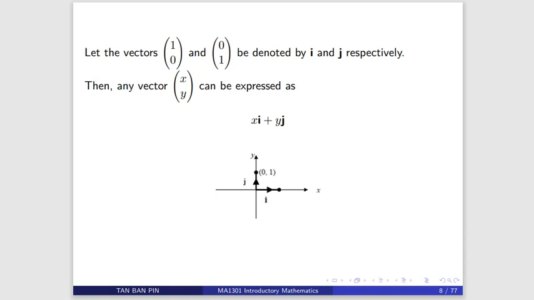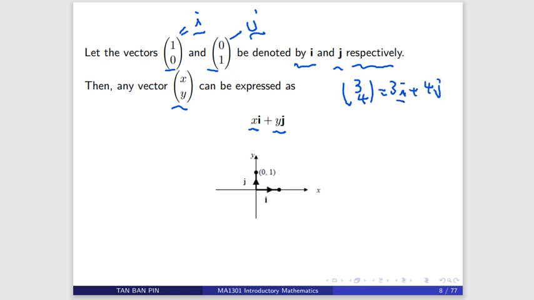Let the vectors 1, 0 and 0, 1 be denoted by i and j respectively. So the vector 1, 0 is denoted by i. The vector 0, 1 is denoted by j. And any point x, y can be expressed as xi plus yj. So if we want to have 3, 4, then this will be 3i plus 4j.